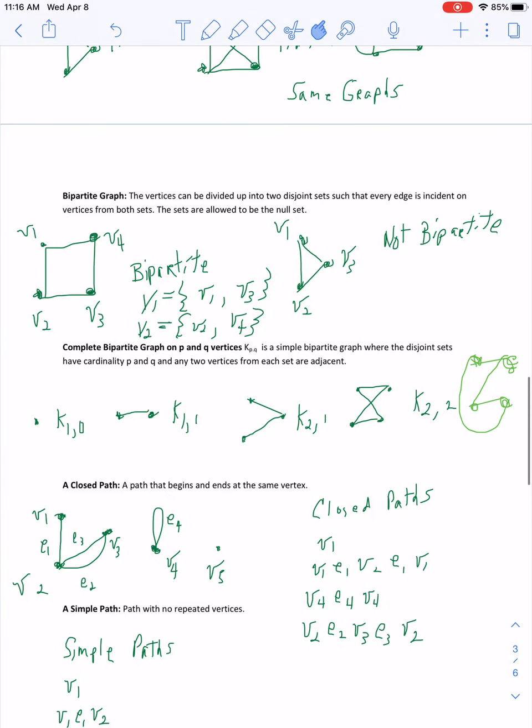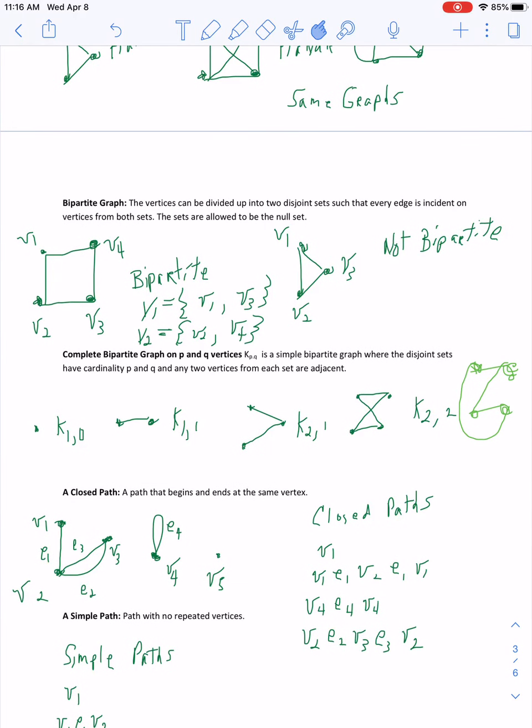All right, so there's K_{1,0}, K_{1,1}, K_{2,1}, K_{2,2}. And there's the concept of what? K_{P,Q}, which is the complete bipartite graph on P and Q vertices. By the way, a complete bipartite graph must be bipartite. That's one of the requirements.